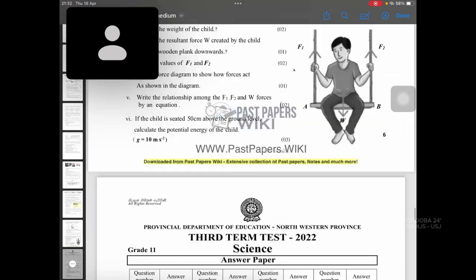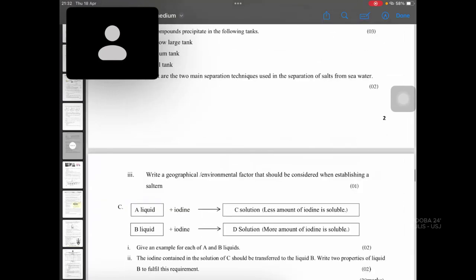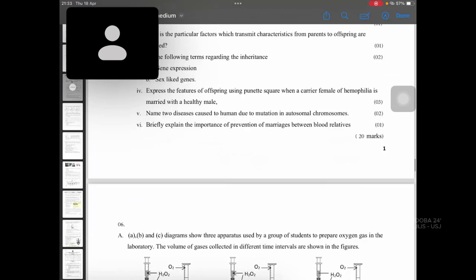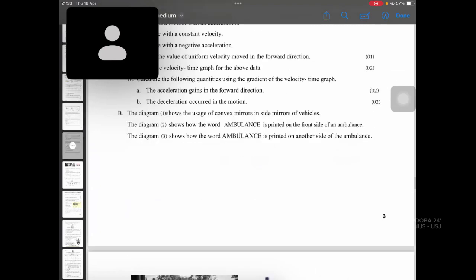So when you're choosing questions for paper 2, I think you have to choose 4 questions out of, if I'm not mistaken, 5, 6, 7, 8, 9.